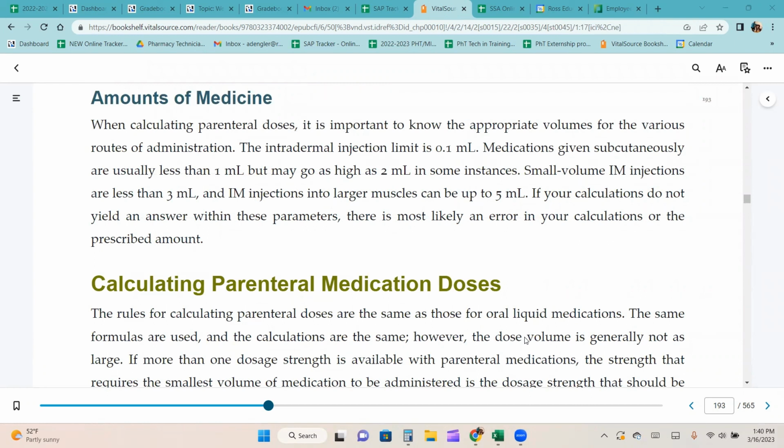When calculating parenteral doses, it is important to know the appropriate volumes for the various routes of administration. The intradermal injection limit is 0.1 ml. Medications given subcutaneously are usually less than 1 ml, but may go as high as 2 ml in some instances. Small volume IM injections are less than 3 ml, and IM injections into larger muscles can be up to 5 ml. If your calculations do not yield an answer within these parameters, there is most likely an error in your calculations.